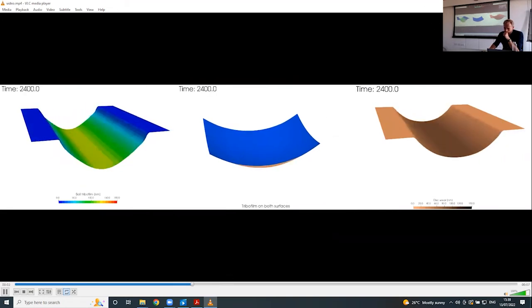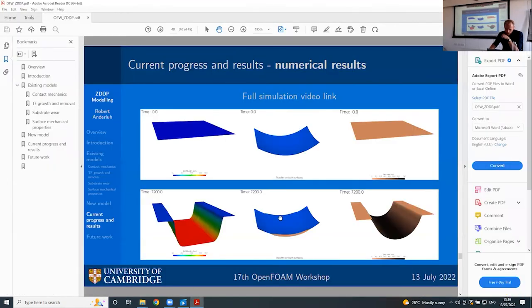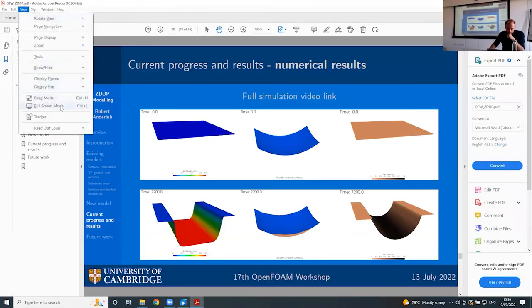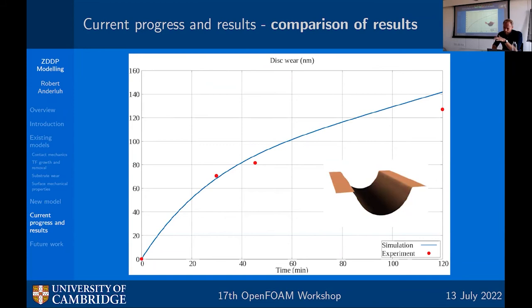So to quantify this a bit, I'm getting close to the end, don't worry. These are my results of the ball tribofilm thickness. So I'm getting quite good steady state results, but I still have some work to do with modeling this, and I will comment on that in my future work. I do have ways through which I hope I'm going to correct this. This square is not too bad, if I might say.